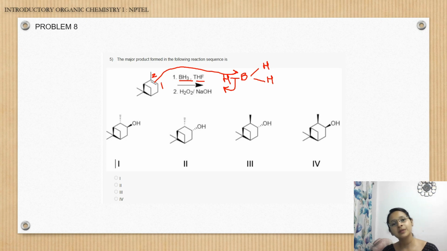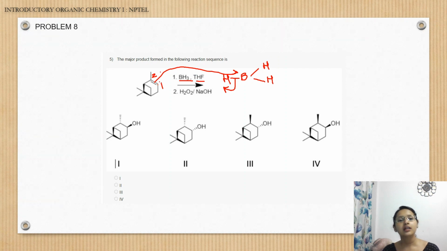If carbon number 1 takes up the BH2, then the carbocation is formed at the second position. The second position carbocation is a tertiary carbocation. Whereas if the second position carbon takes up the boron, then the positive charge created at carbon number 1 will be a secondary carbocation. So here a secondary carbocation is getting generated.